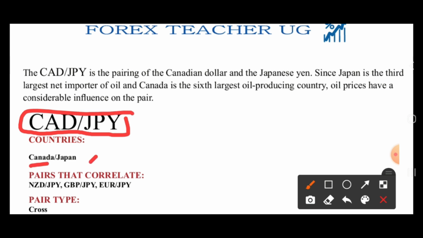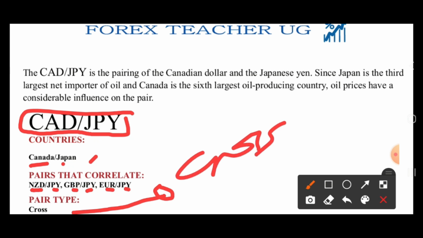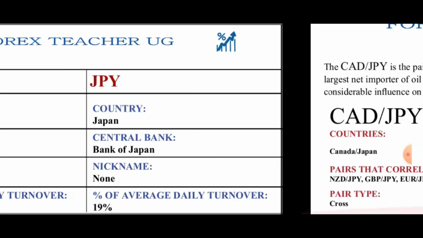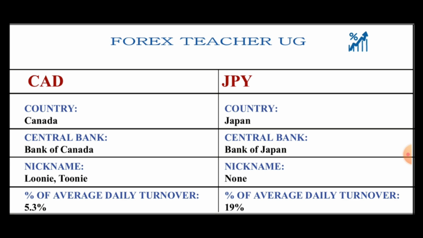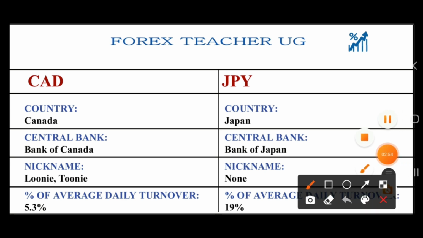So they make this currency pair also a unique one. So the countries are Japan and Canada. So the pairs that they correlate with are the New Zealand dollar and Japanese yen, Great British Pound and Japanese yen, and the euro and Japanese yen. So the pair type is a cross pair. So let's continue and we look at more of its depth. So this is Canada, the country. The central bank is Bank of Canada.